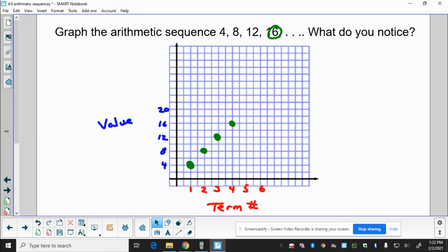What do you notice about this picture? Okay, if you said that this picture looks like a line, I would agree with you. So the conclusion is what? The conclusion is that an arithmetic sequence is linear. It is a line. And the common difference is actually your slope of the line. Very interesting.